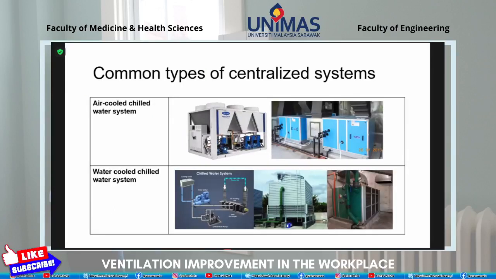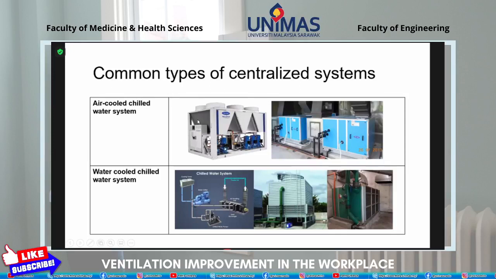Okay, these are some examples of equipment that you can have a look at when you try to identify the system that the building has for its air conditioning. For example, for centralized systems commonly available in Malaysia, we have what we call the air-cooled chilled water system. It is a chilled water system supplied to an AHU, but the chiller is cooled by air instead of by water from the cooling tower.